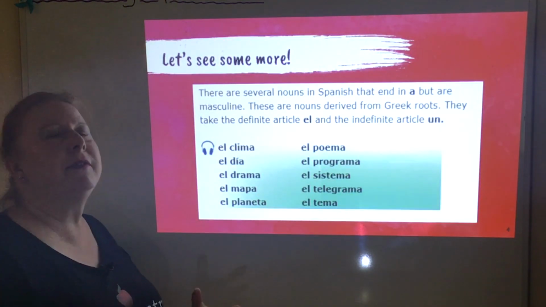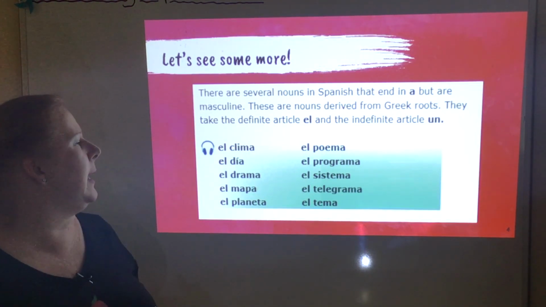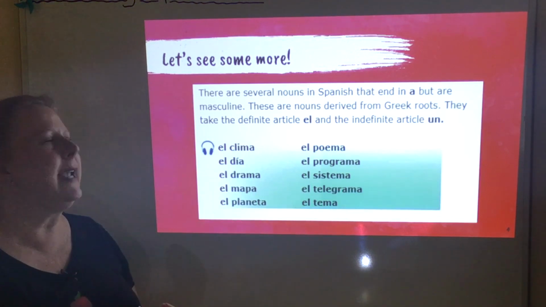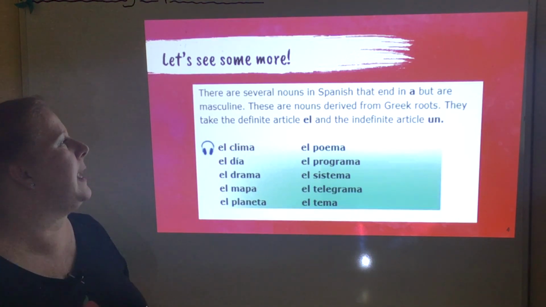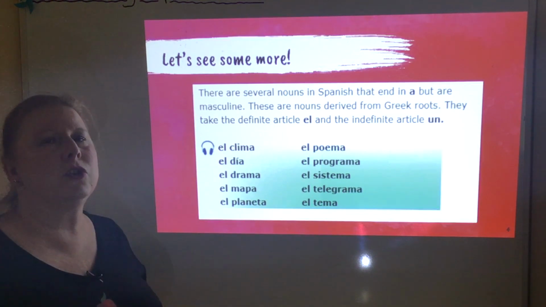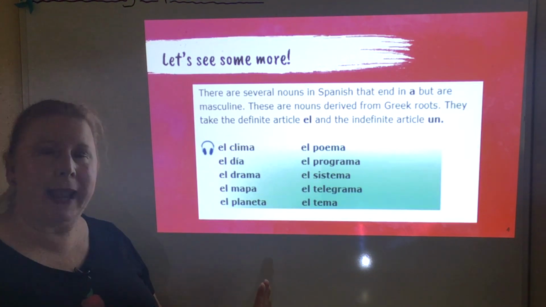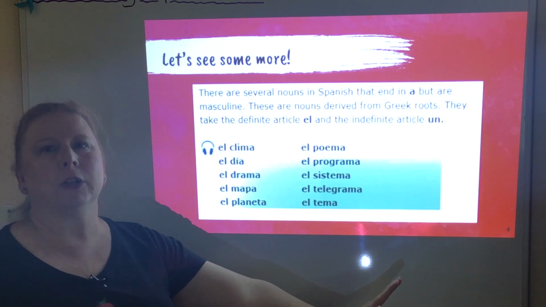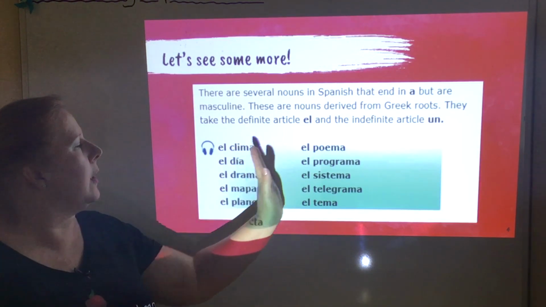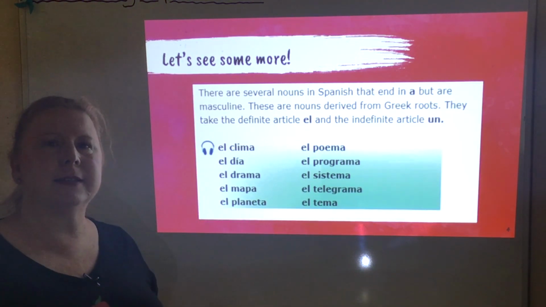All right. Then you have some words in the Spanish language that end in A, but are actually masculine. And I already showed you the example of el día. All right. These are nouns that we have taken from the Greek, and therefore they take the definite article el or un. So these are unusual. Again, they end in the A, but they're masculine. These, however, remain masculine even when they go plural. All right, so el clima, el día, los días. All right, so these remain masculine. It doesn't matter singular or plural. So this is the second family.